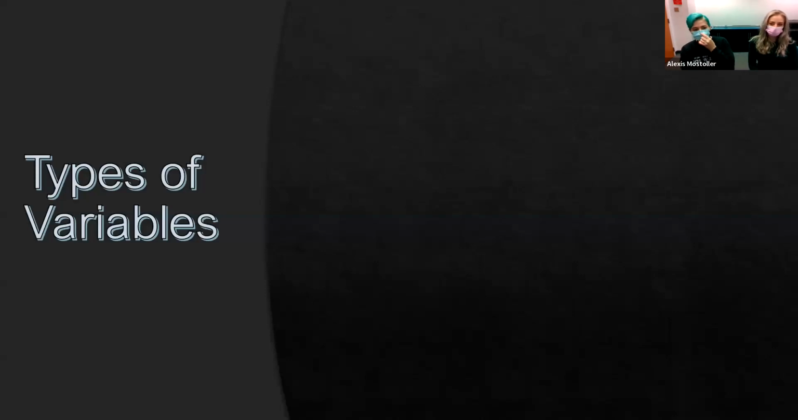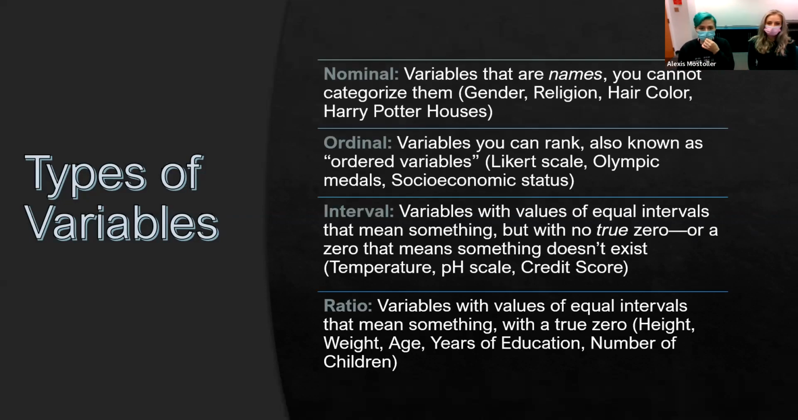We also wanted to go over the different types of variables, and this is going to be important as you go forward, running different statistical tests, being able to come up with your own research questions, things like that. So we're going to start up here at the top with nominal. Another word for nominal is name. So these are things that are just names. You can't really categorize them. There's not really an order to them. Things like gender, religion, Harry Potter houses, there's not really a hierarchical order to them.